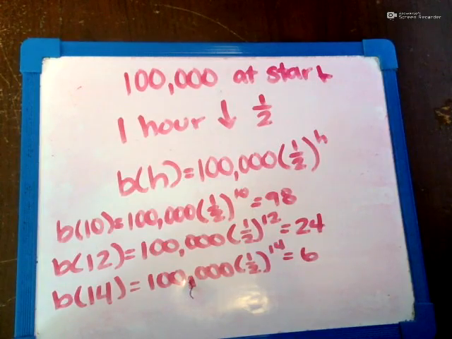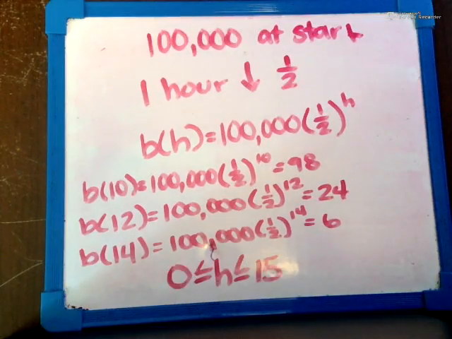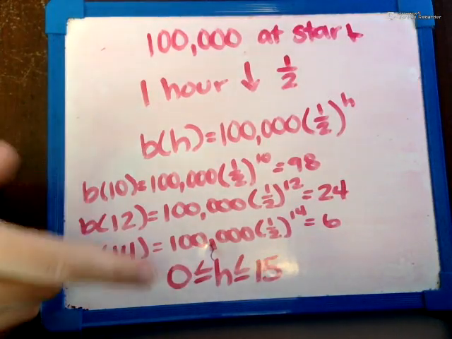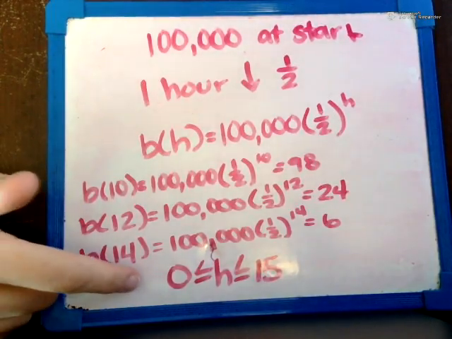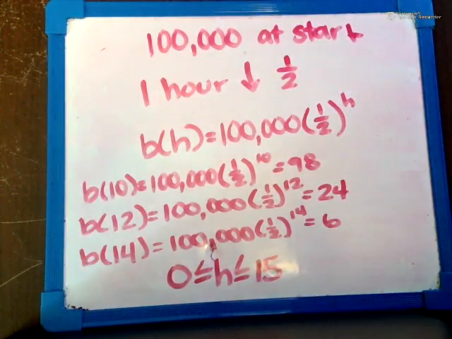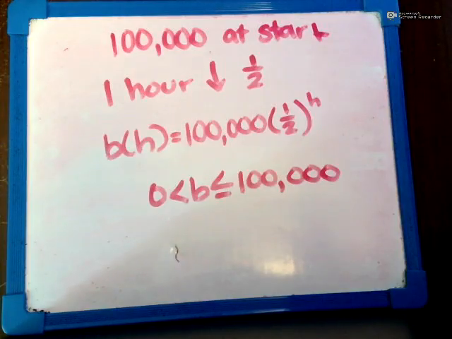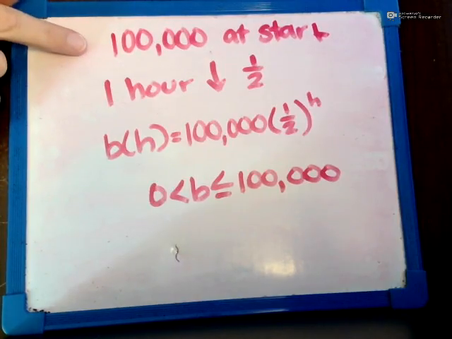Technically, the bacteria will never reach 0. So going up to 15 hours is close enough. So a reasonable domain is going to be h is greater than or equal to 0 and less than or equal to 15. The range is a lot easier to figure out, and we know it should be between 0 and 100,000 because there's 100,000 bacteria at the start, so there's never going to be more than that.